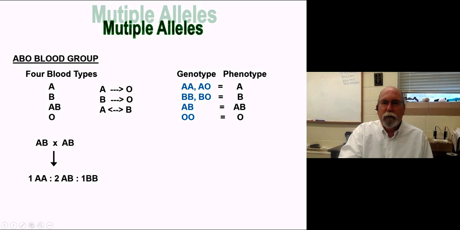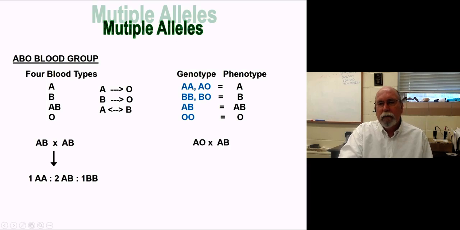They would expect their progeny to be just like a Mendelian cross. About 1/4 of them are going to be type A blood. About half of them are going to be type AB blood. That's their phenotype, and about 1/4 are going to be type B blood. That's going to be their blood type forms.